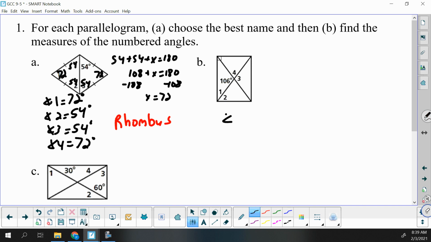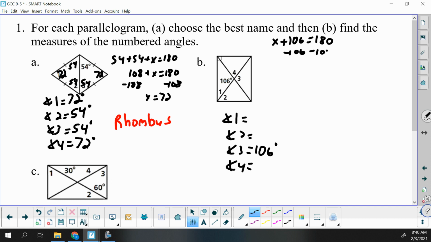For the next one, let's write out our angles. So for angle 3, we have vertical angles. So 3 has to be 106 degrees also. For angle 4, those are angles on a line, so they have to add to 180. X plus 106 must equal 180. When you subtract the 106 over, we get that x is equal to 74.